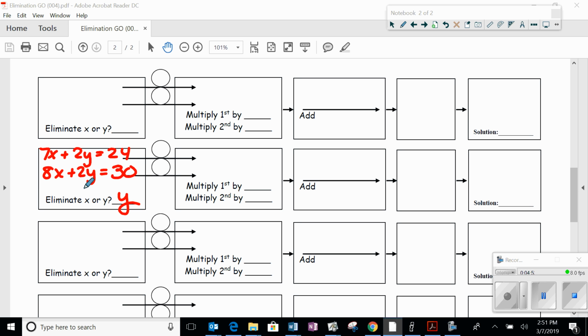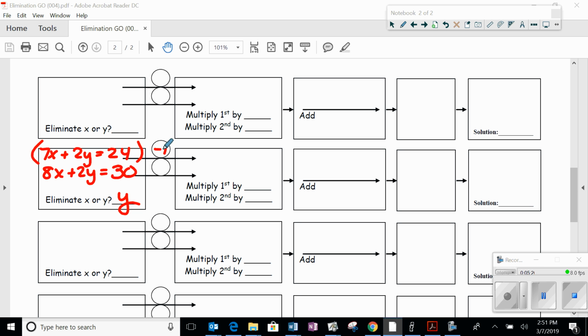It does not matter which one you multiply by -1. For ease, we're just going to take the first one and I'm going to multiply it by -1. When I do that, I am multiplying every term by -1 so they become the opposite signs. As long as you do it to both sides of the equation, it stays the same.